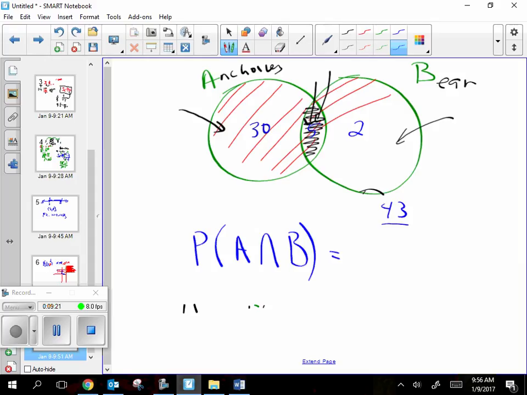Well, anchovies intersected with bear is 5. Out of how many things are possible? I don't know if you can read that. That's a 5 in there. So 40, 50, 80? I think it adds up to 80, right? Did I do that one right? Okay, good. Then, what about this? This is definitely more complicated. I'll leave 43 down here. We need that. Not A intersected with B. Probability of not A intersected with B.